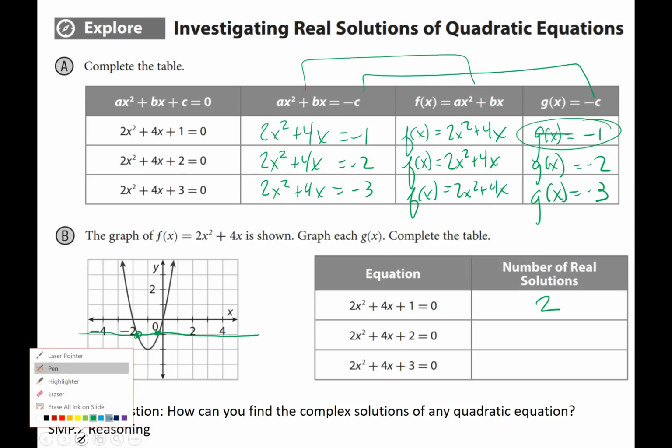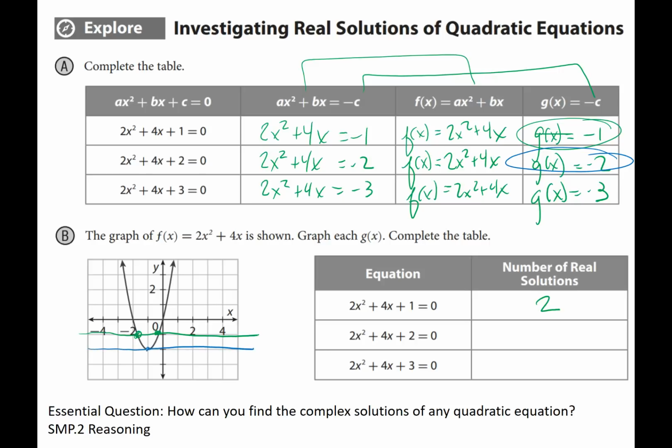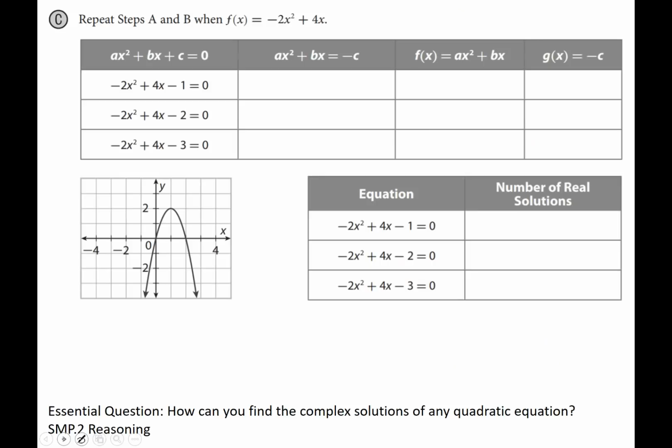Let me find my pen and do a different color. All right, so this one here, -2: when I go through -2, it looks like it crosses 1 time. So there's 1 real solution. And then now I'm going to go through -3. And it doesn't cross the equation anywhere, so there are no real solutions. There could be imaginary solutions, but there are no real solutions to that.